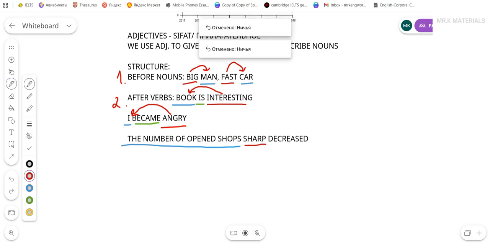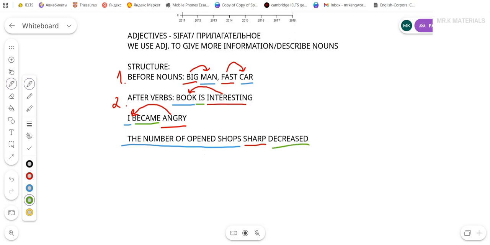Even if we ignore the structure, let's look at the meaning. Then I have verb here. The word sharp here is describing a noun because we said that adjectives describe noun. And maybe you wanted it to describe your verb. You wanted to say that decrease was sharp, not the number of shops, because number of shops cannot be sharp, right? So from both the meaning perspective and the structure perspective, this is fully wrong.